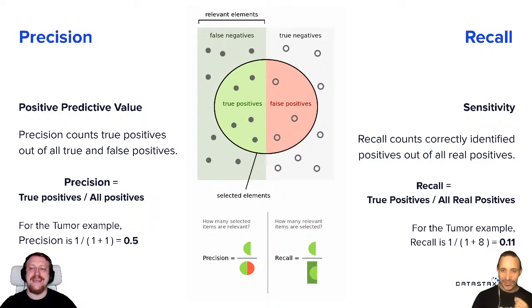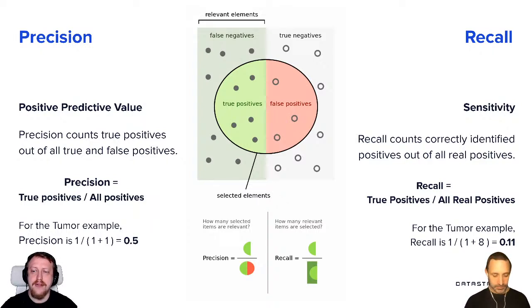Sensitivity counts correctly identified positives out of all real positives. So, sensitivity or recall, you can use both names. Recall is the number of true positives divided by all real positives. For the tumor example, recall is 1 divided by 1 plus 8, so 0.11. And that's a very, very bad result. So it looks like our model has pretty high accuracy, middle precision, and disastrous recall.